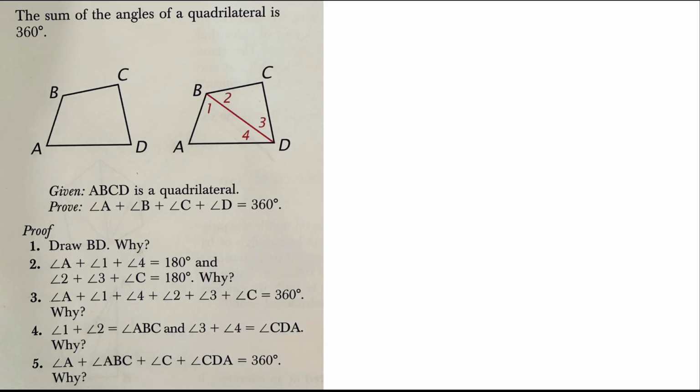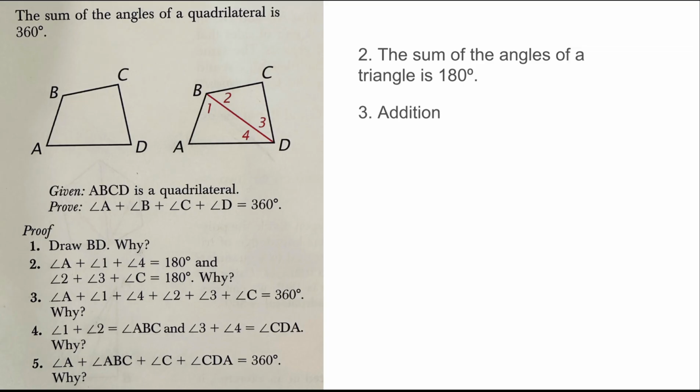Do you see how it's created a triangle? And so, number 2, the sum of the angles of a triangle is 180. Number 3, A plus 1 plus 4, and 2 plus 3 plus C, so both triangles equal 360 degrees. So why do we know this? Addition, we added 2 triangles together.